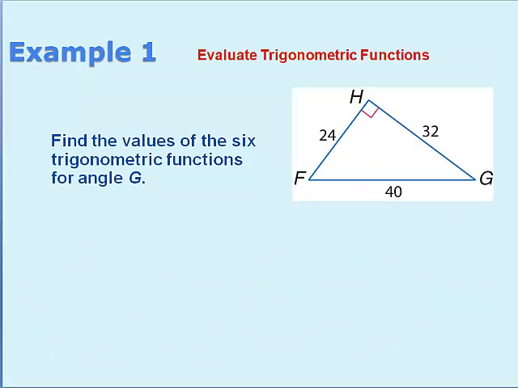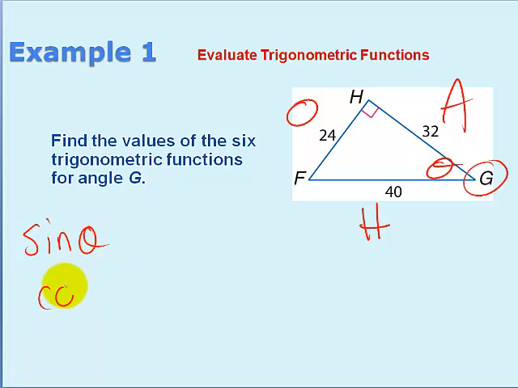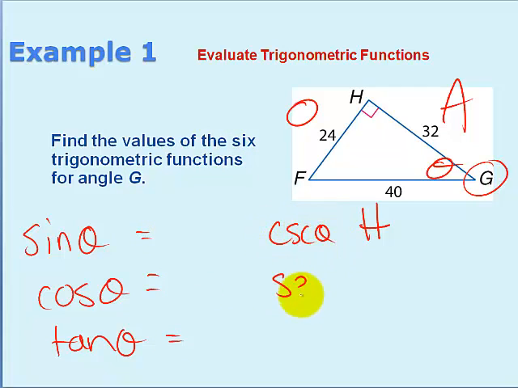Example 1, find the values of the 6 trigonometric functions for angle G. So here's angle G. First thing we want to identify is the hypotenuse, the opposite, and the adjacent. Hypotenuse is always across from the right angle. Opposite is opposite the angle, and adjacent is the side attached to it. Now I need to come up with sine theta, cosine theta, tan theta, and the other 3, which is cosecant, secant, and cotangent, which are just the reciprocals.